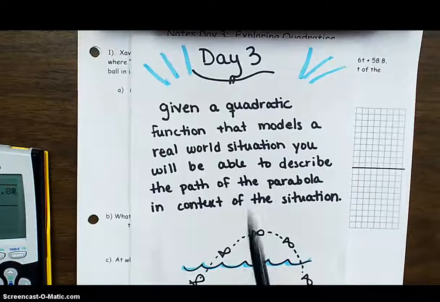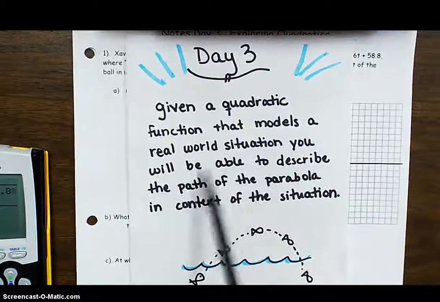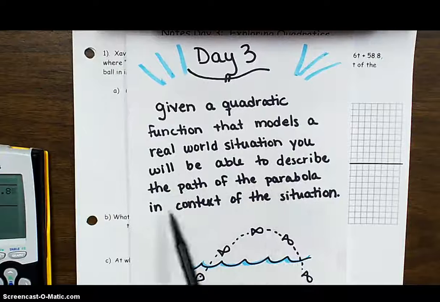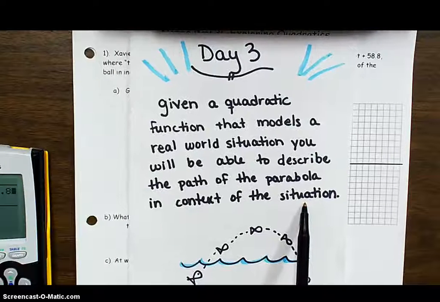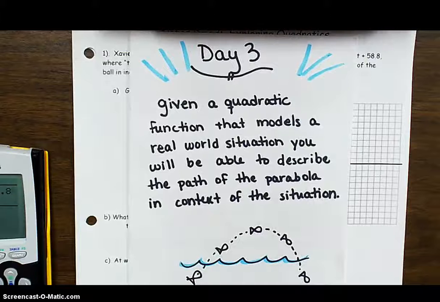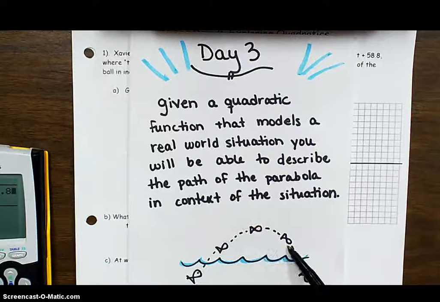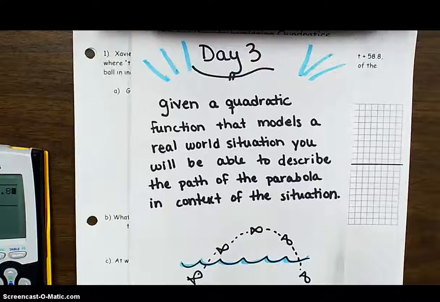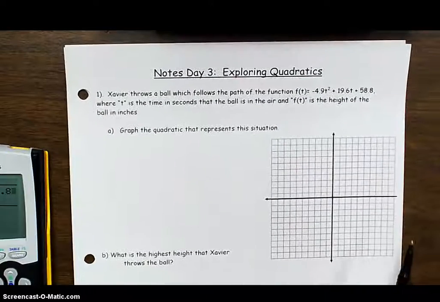Our goal for today: given a quadratic function that models a real-world situation, you will be able to describe the path of the parabola in context of the situation. So today we're going to take a look at different real-world examples, such as a fish jumping out of the water that creates that parabola shape. All right, so let's jump right into our day 3 notes for exploring quadratics.